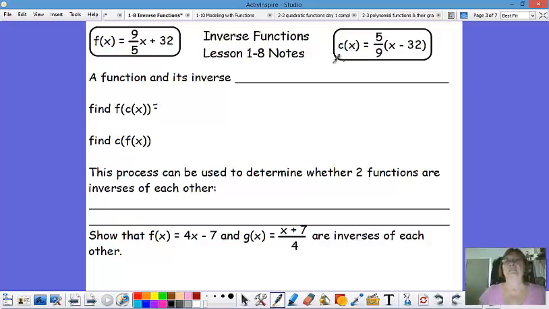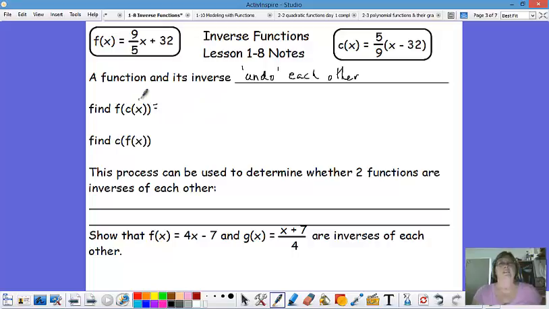They're the ones that we see sometimes as we go through school. And to begin today, I'd like to just say that a function and its inverse, really folks, what they do is they undo each other. And you can see that as you look at these two functions. In one, you see a minus 32. In the other, you see a plus 32. In one, you see a multiplication by 5/9. In the other, you see a multiplication by 9/5, the reciprocal. So those two functions kind of undo each other.